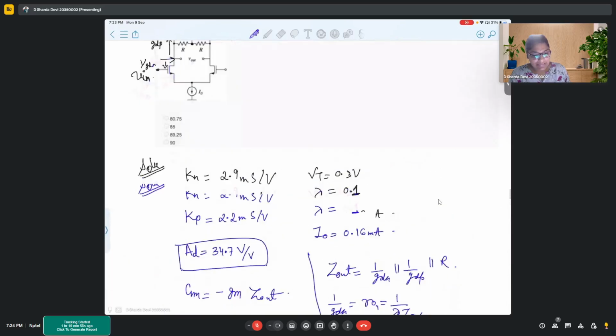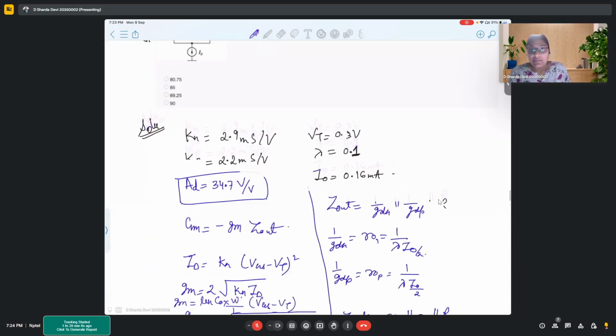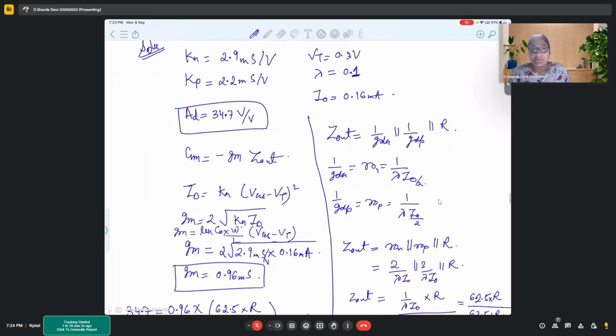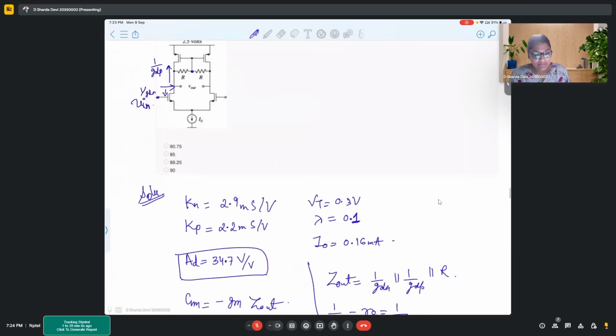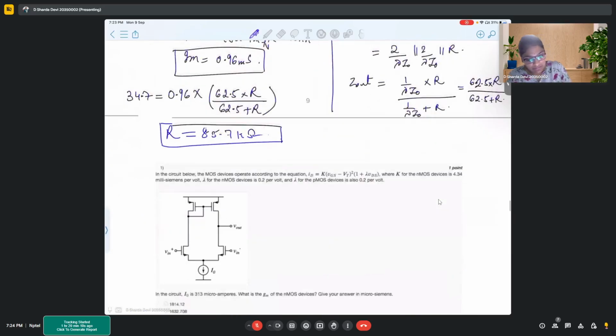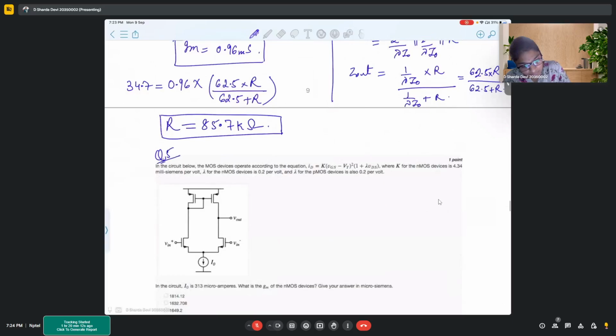I hope this problem is clear. Any doubts in this problem? How we approached this problem, is this clear? Okay. So if there are no doubts, let's move on to the next problem.